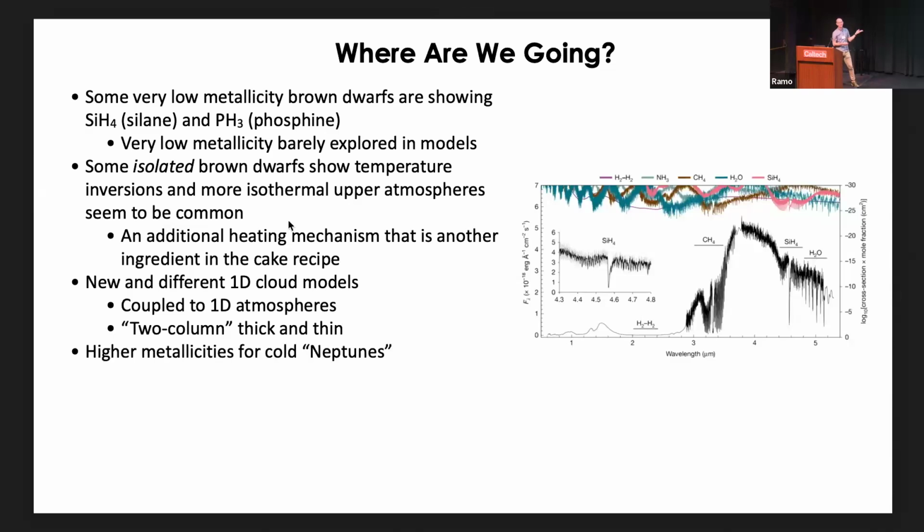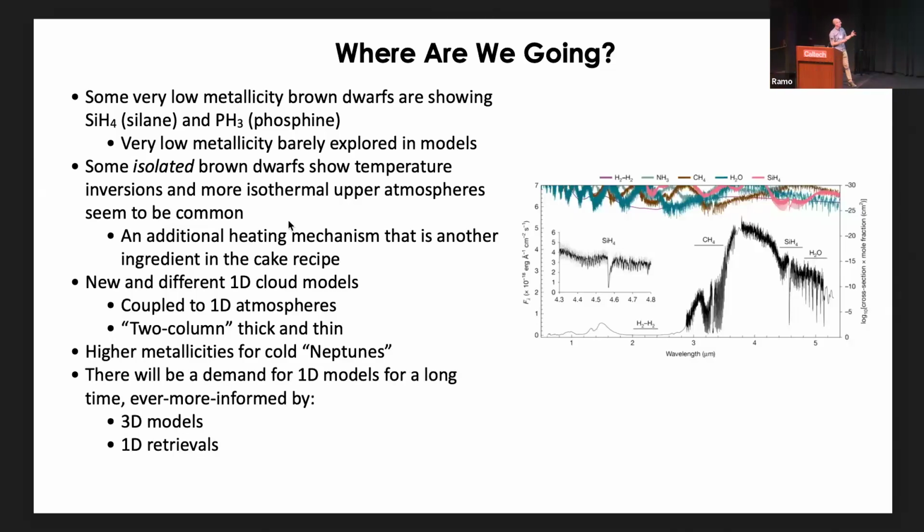People are working at higher metallicities for cold Neptunes. As we try to get ever smaller and colder planets, they might well have more metal-rich atmospheres. And I think there's going to be a demand for one-dimensional models for a long time. We can explore a really wide range of phase space in one dimension. But these models can be informed by what people are doing in 3 dimensions, and by one-dimensional retrievals, and that really needs to keep happening.